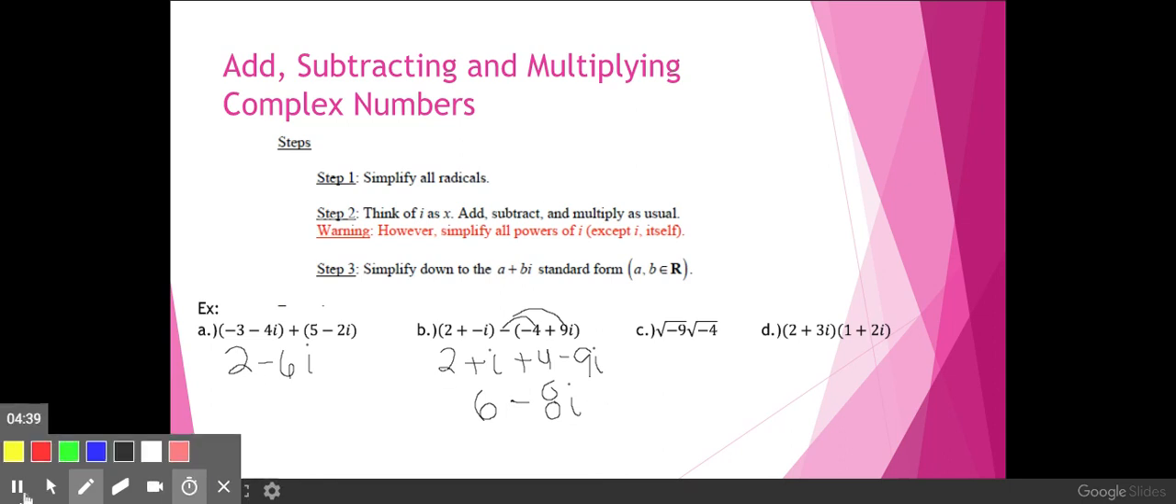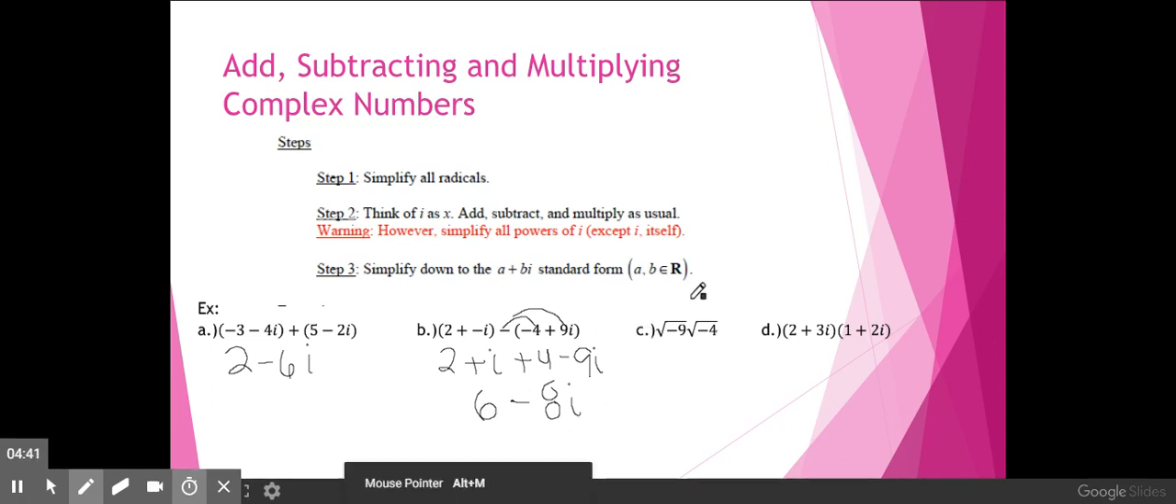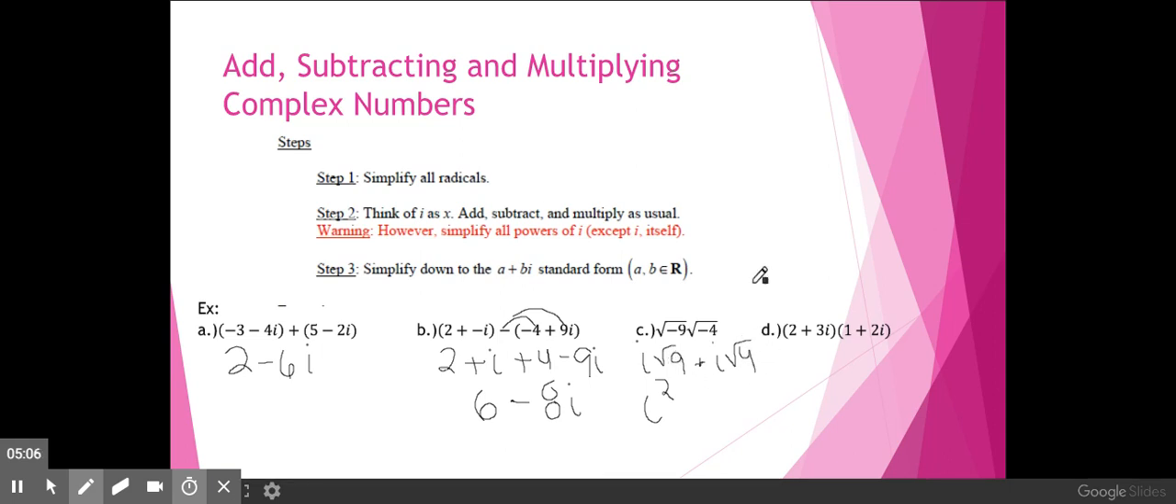For part C, we first want to simplify these radicals. So we can write both of these as i square root 9 times i square root 4. So now when we multiply i times i, we get i squared. When we simplify the square root of 9 and the square root of 4, we get 3 times 2. So we would get i squared times 6.